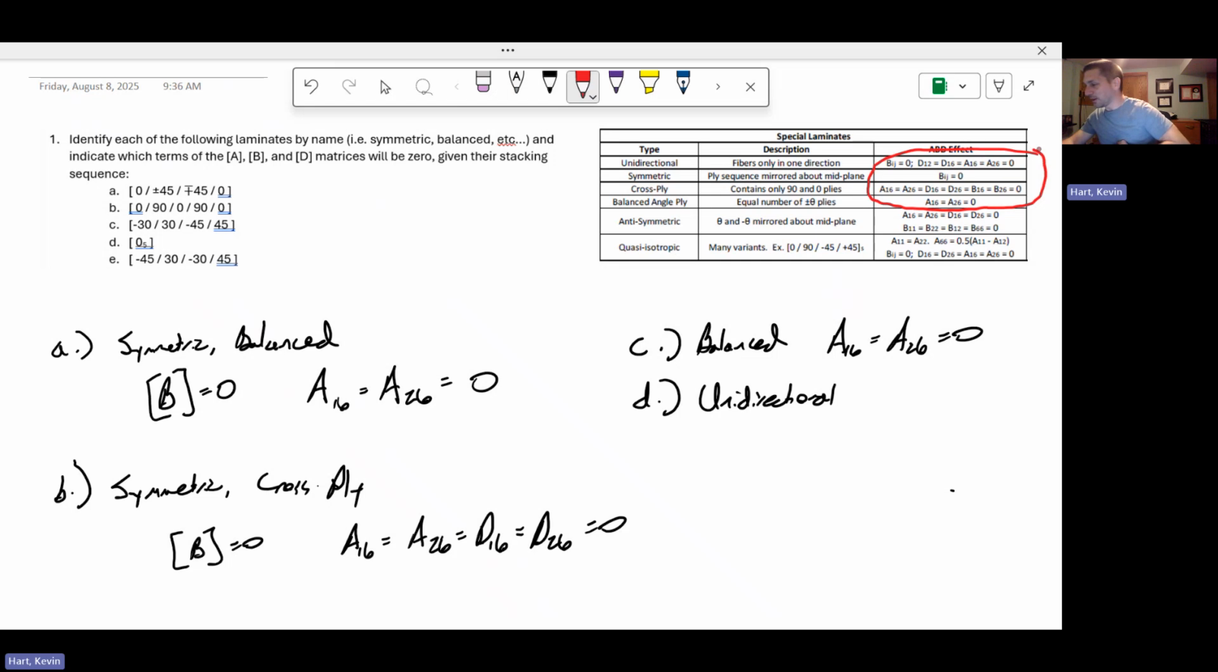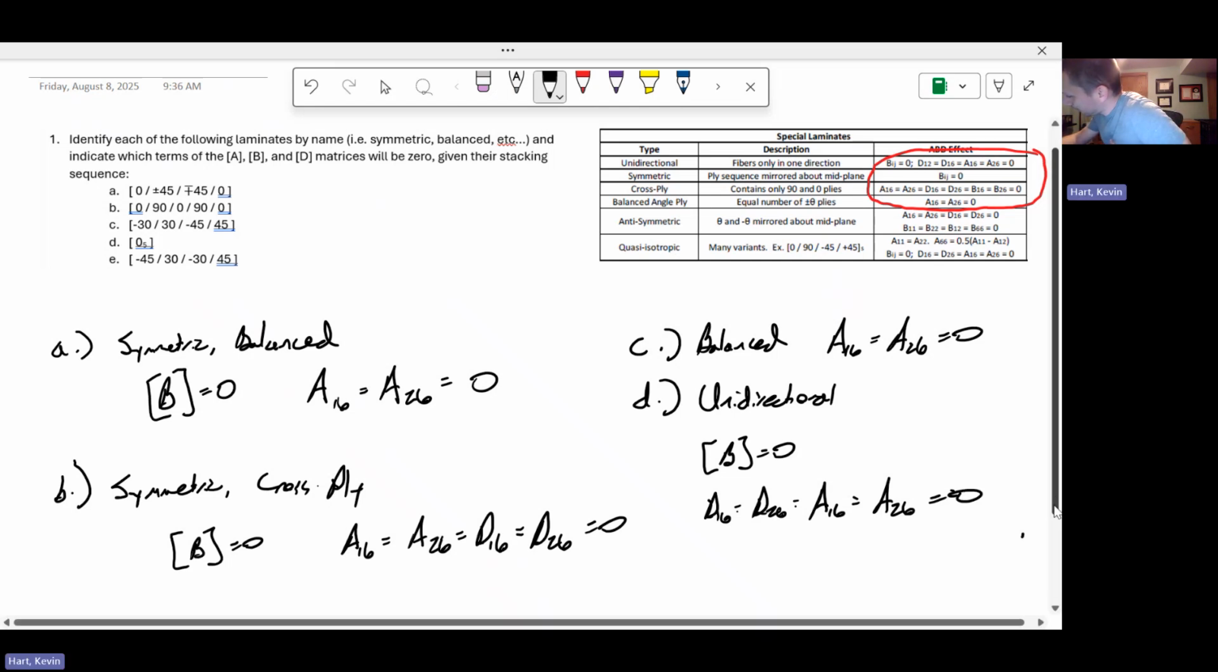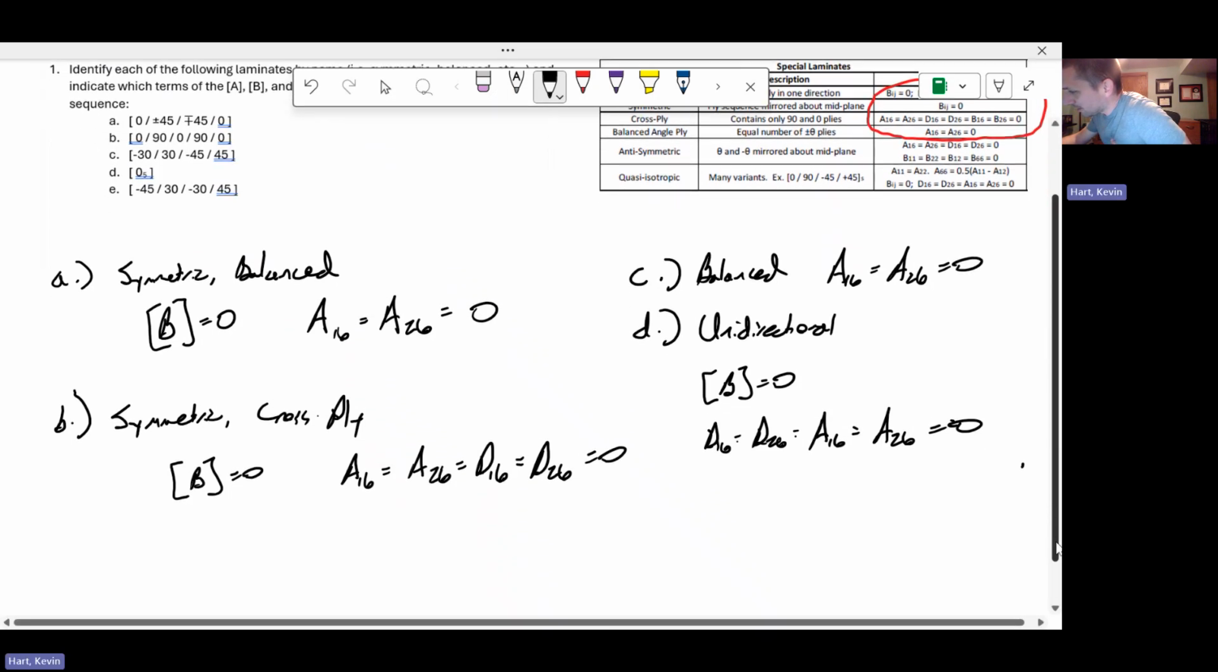So we could write that out, or you could just see what it is there. Basically, the B matrix is 0, and then D16, D26, A16, and A26 are 0. There you go. Last one is E.